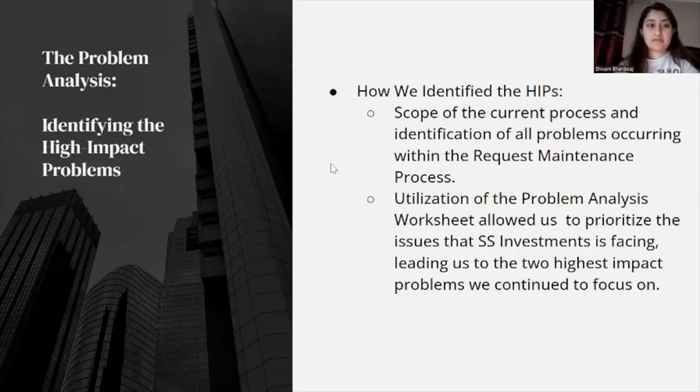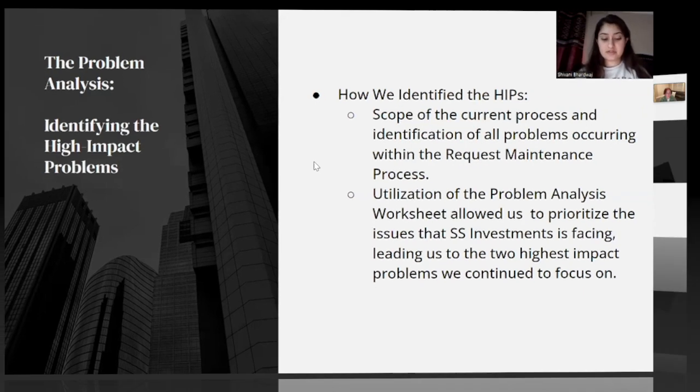Finally, I will be talking about the problem analysis, identifying the high impact problems. How we identified was, first of all, the scope of the current process and identification of all problems occurring within the request maintenance process. The second way was utilization of the problem analysis worksheet allowed us to prioritize the issues that SS Investments is facing, leading us to the two highest impact problems we continue to focus on.